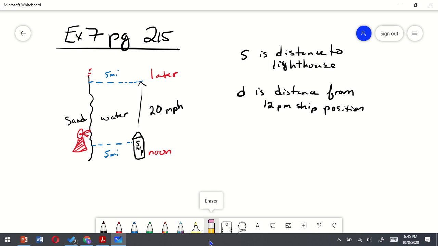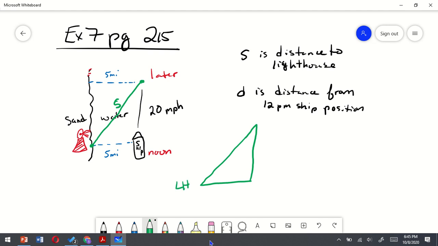Maybe not. But later, when the ship is up yonder, it is a distance from the lighthouse. The distance from the lighthouse we're representing with an S. The distance the ship traveled would be a D. So I'm just going to draw that same triangle out of my big picture so that I'm not drawing on top of myself too much.